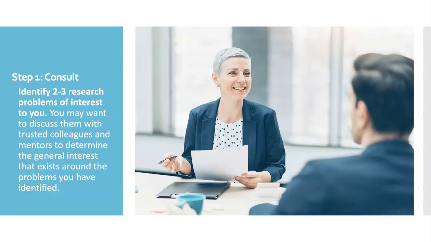Step one in the process, and you'll see in the description of the assignment that it's divided into steps. So the first step is that, before you write anything, you're going to consult with some colleagues. That is, you're going to identify 2 or 3 research problems that you might be interested in, various areas of your practice or things you've been thinking about. And then you may want to discuss these areas with colleagues, mentors, and so on to see what their feelings are about these areas.